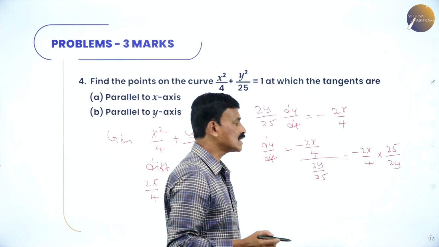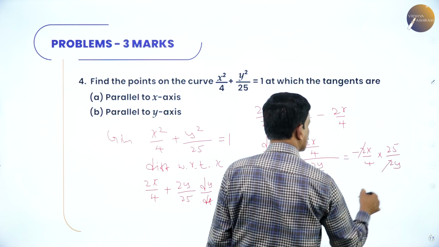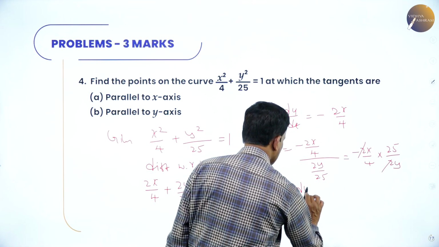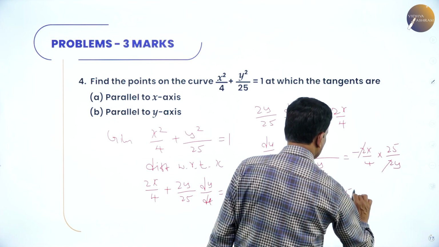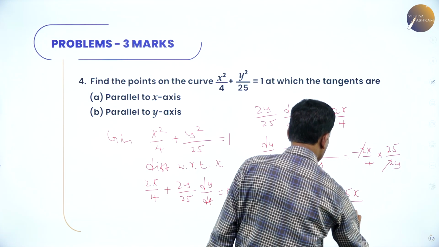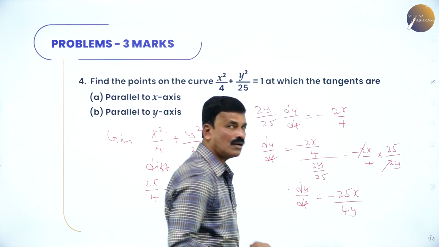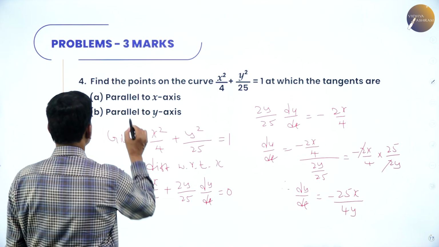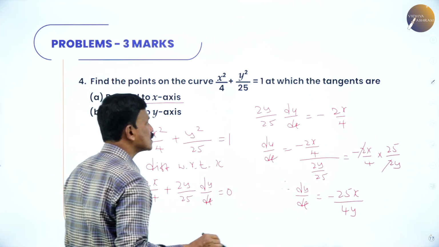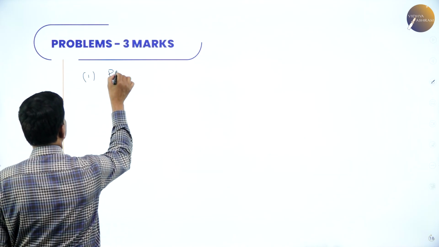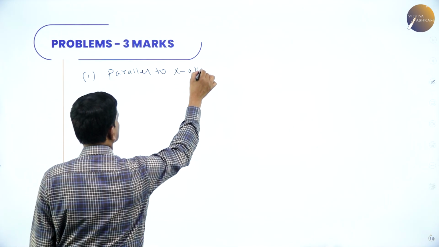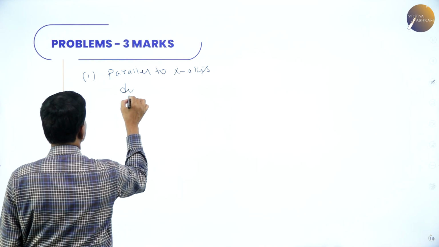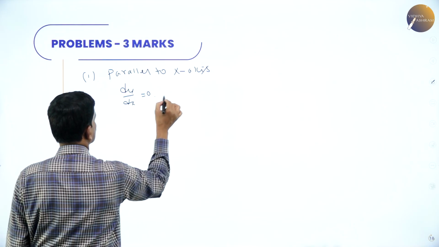So cancel the terms which get cancelled. This 2 and 2 get cancelled. Therefore dy by dx is equal to minus 25x divided by 4y. Now what is the first condition? The tangent is parallel to x-axis. Parallel to x-axis means dy by dx is equal to 0.